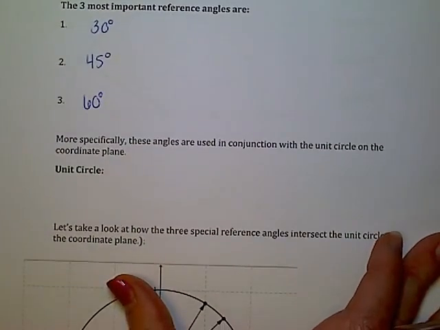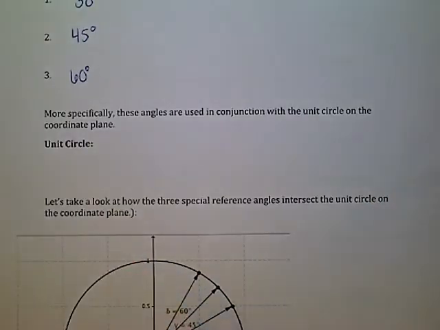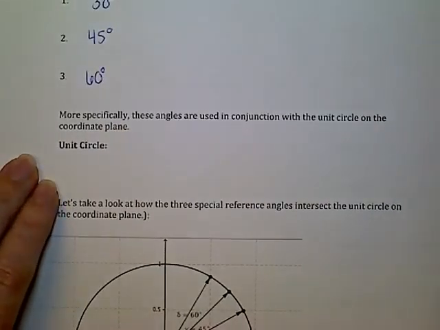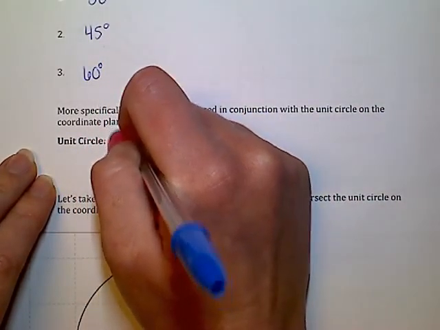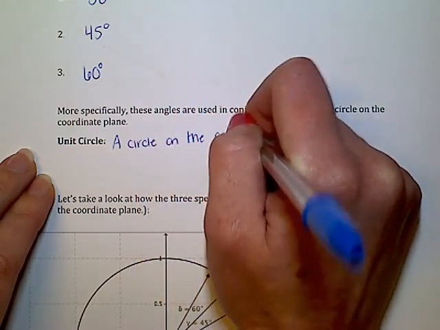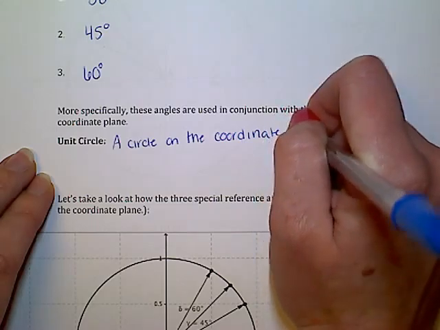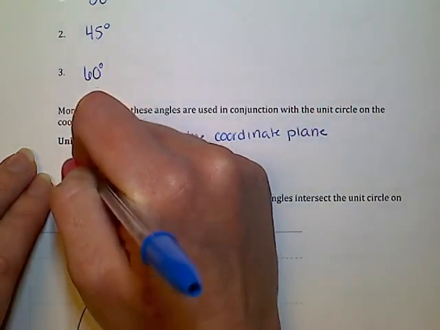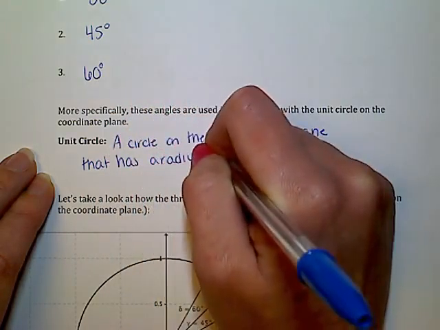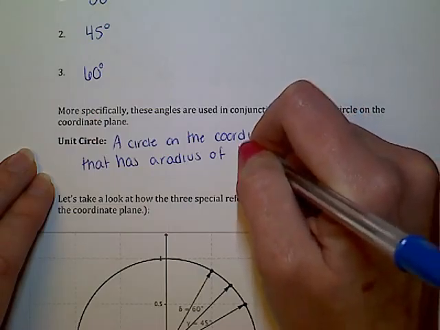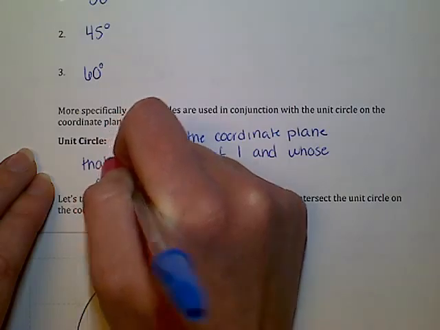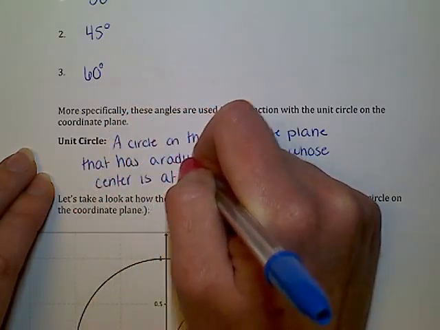All right. Next, let's talk about what a unit circle is. Now, a unit circle is a circle on the coordinate plane that has a radius of 1 and whose center is at the origin.